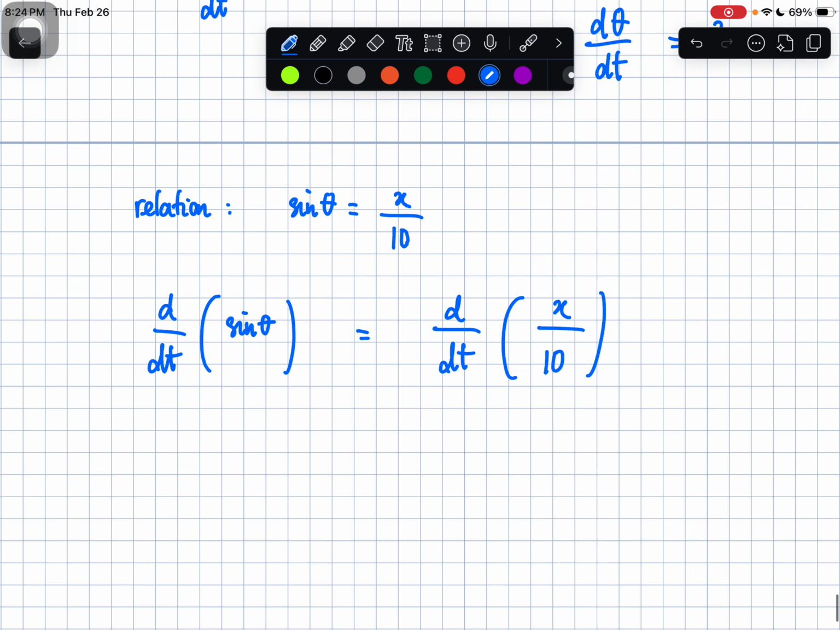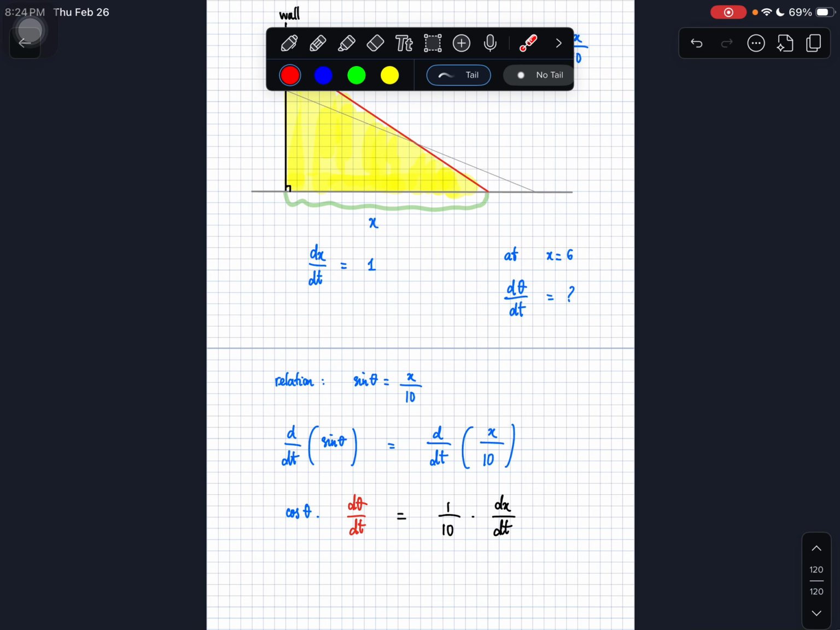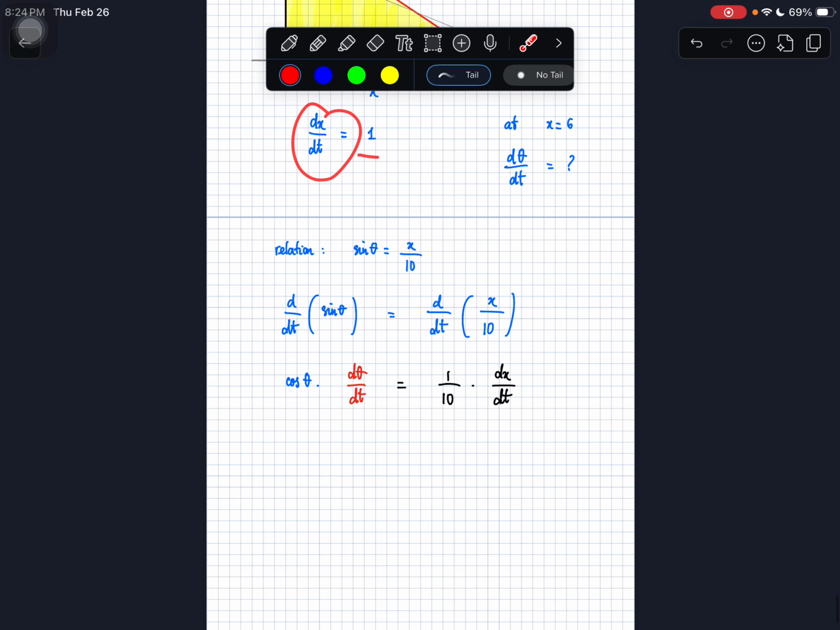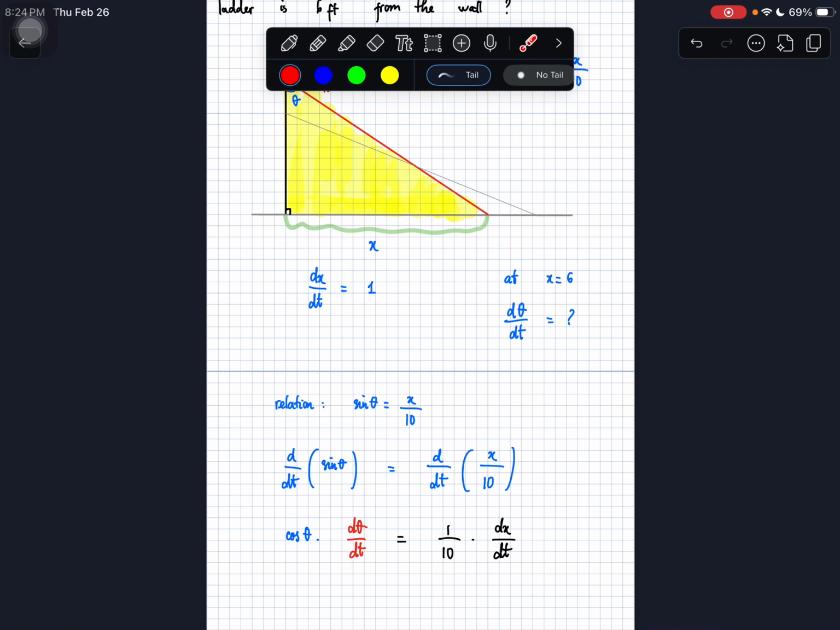So we get cosine theta, remember this, we need the chain rule, times d theta over dt, since theta is a function of t. On the right hand side, 1 over 10, I can move it out, times dx over dt. And now they gave us dx over dt is 1. So this term we know. dx over dt is 1. That's the first thing we know.